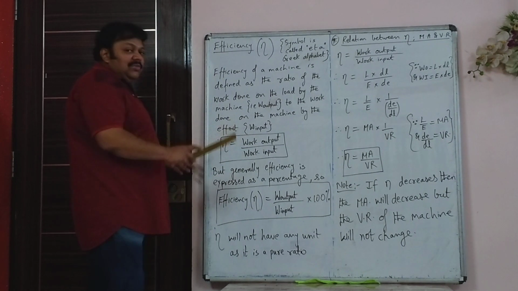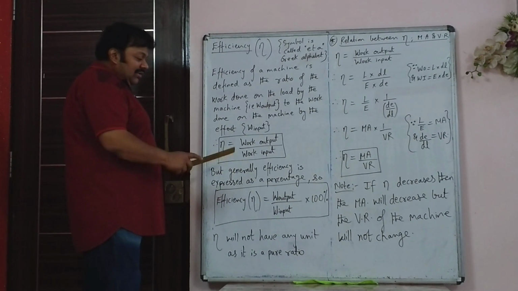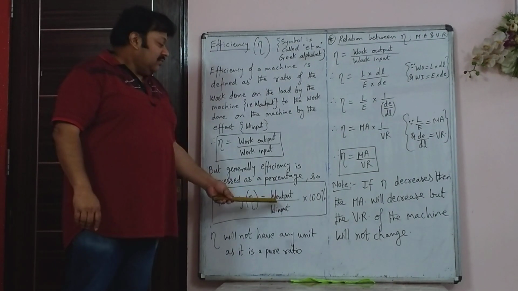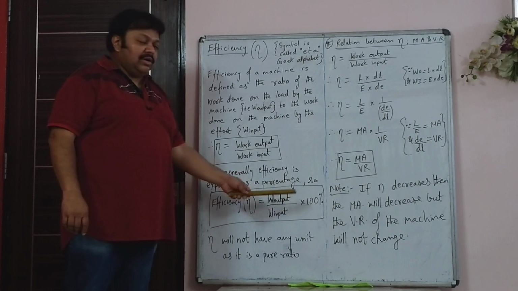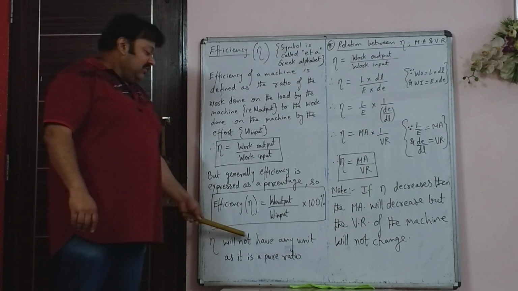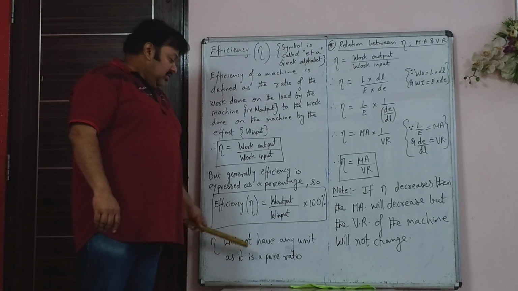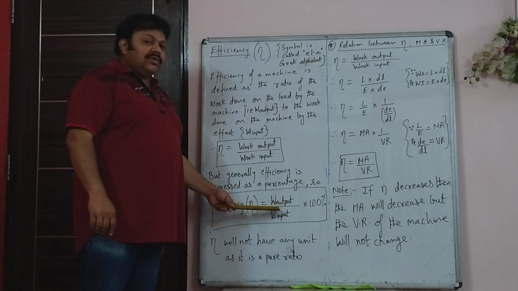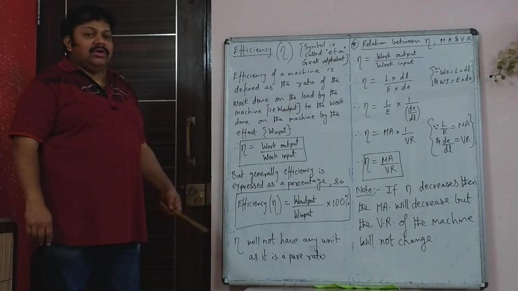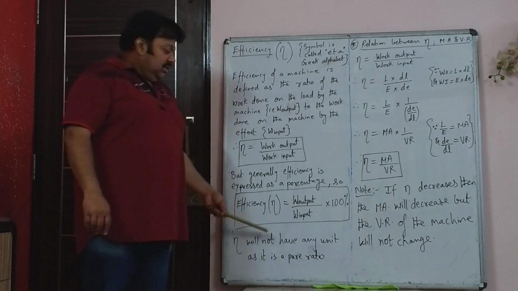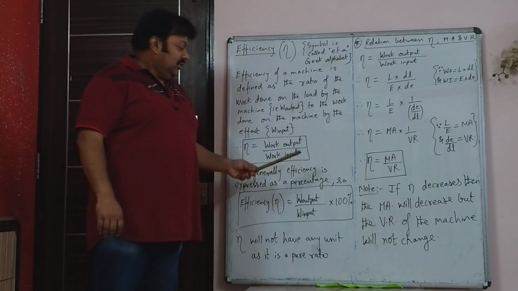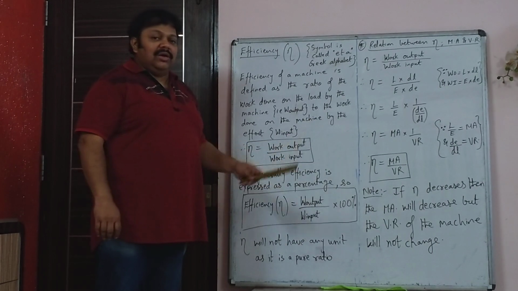Generally efficiency is measured as a percentage. So efficiency is work output upon work input into 100, then you can say it is that many percent. Efficiency will not have any unit because it is a pure ratio. There is no centimeter or meter, nothing like that. But when you express it as efficiency percentage, this answer is multiplied by 100.